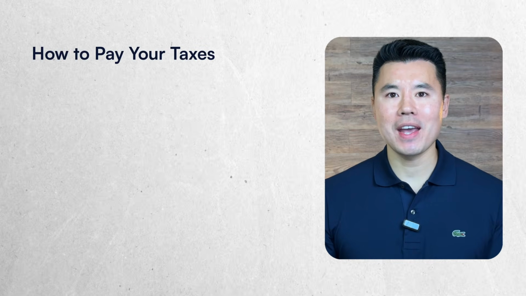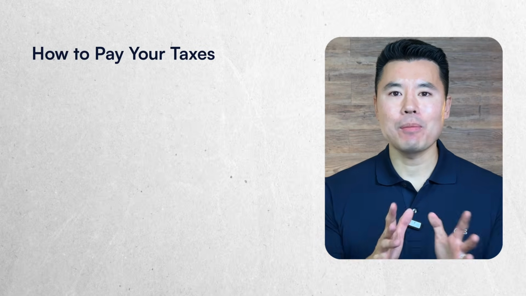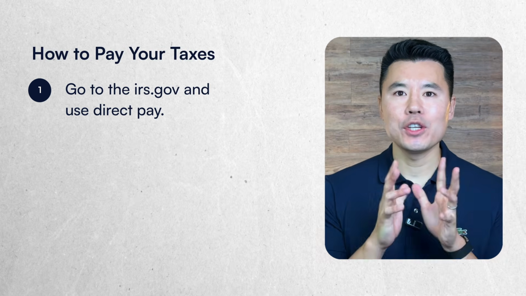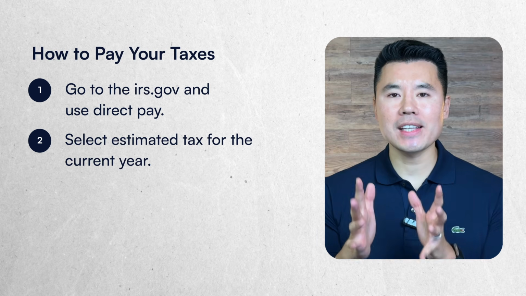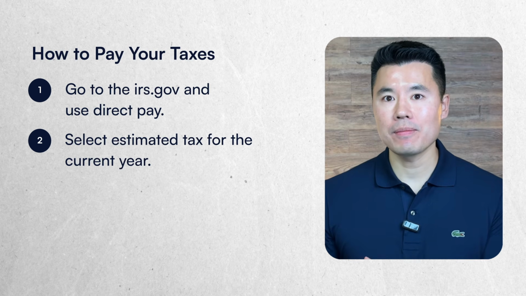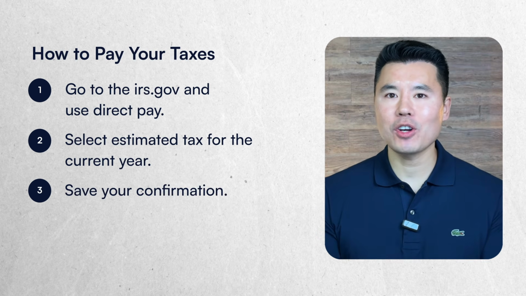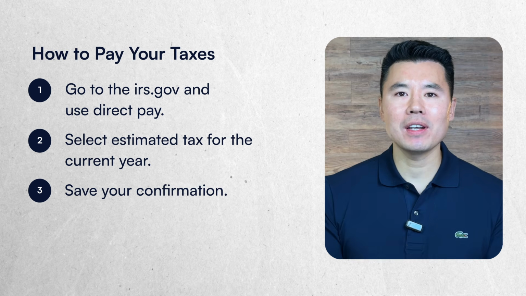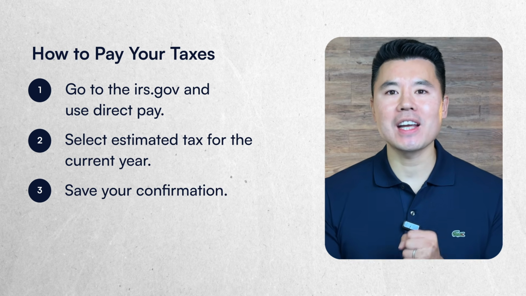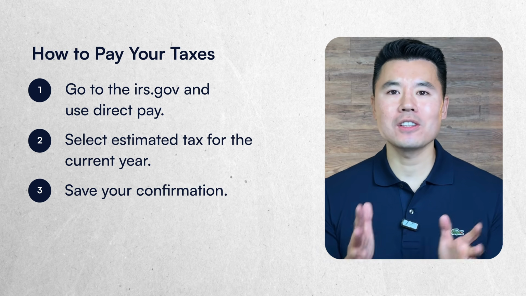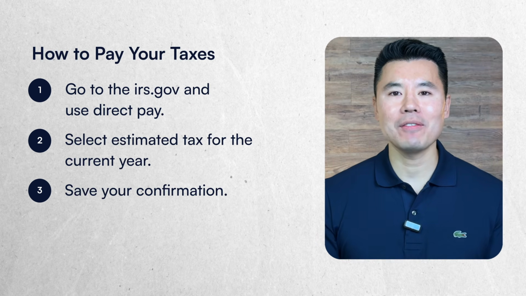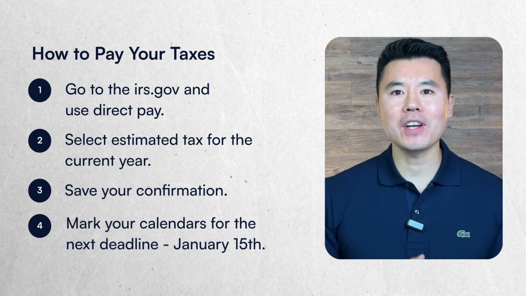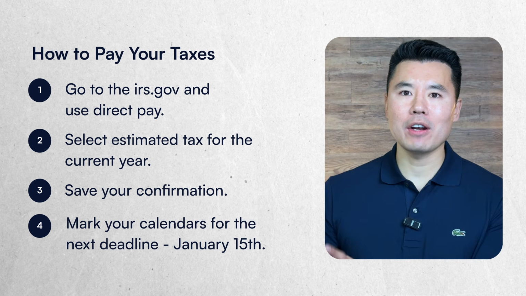How to actually pay? Here are some instructions. Step 1, go to irs.gov and use Direct Pay. This is the most secure. Step 2, select estimated tax for the current year. Step 3, save your confirmation. This is the proof of payment. And based on experience, the IRS once in a while does lose payments, and you want to make sure you have a receipt for your payment to get credit. And step 4 is mark your calendars for the next deadline, which is January 15th.